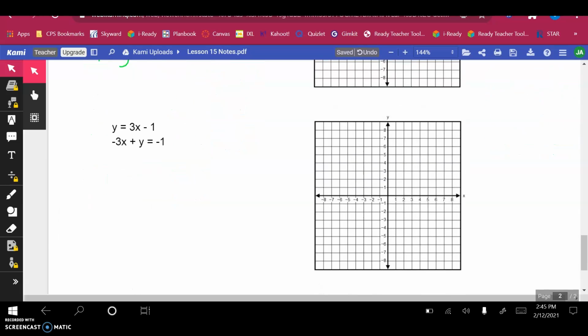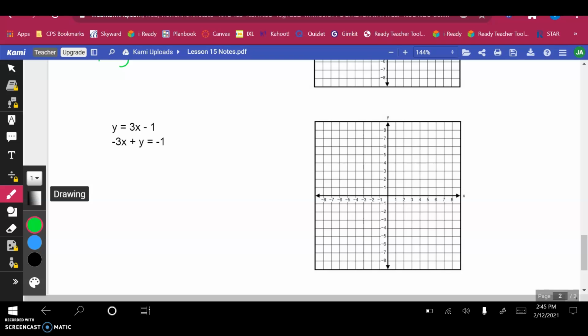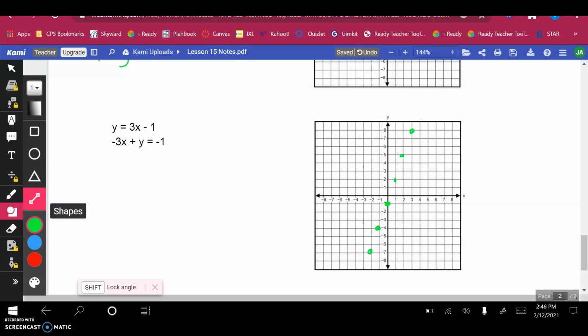All right, last one here. The top equation is solved for y, so we can go ahead and graph that. -1 is our y-intercept, that number by itself there, so we're going to put a dot at -1. And then 3 is our slope, so we're going to go up 3 and over 1. And then we're going to draw our line.